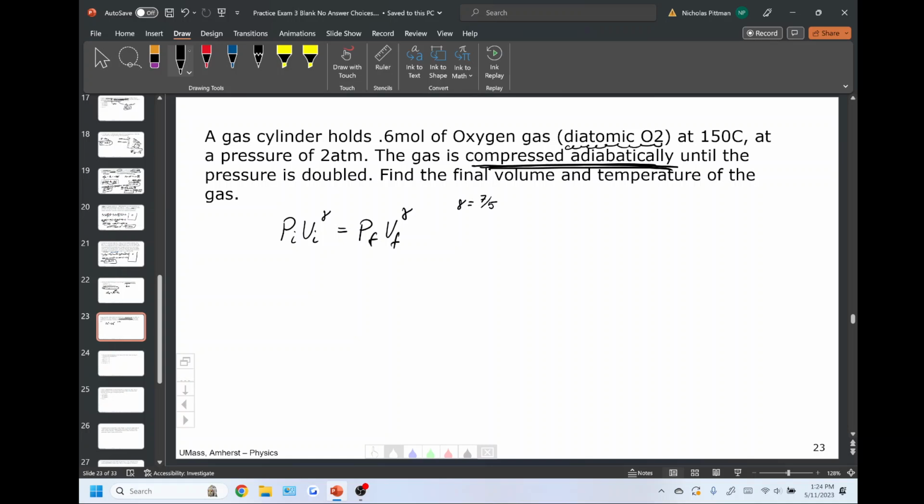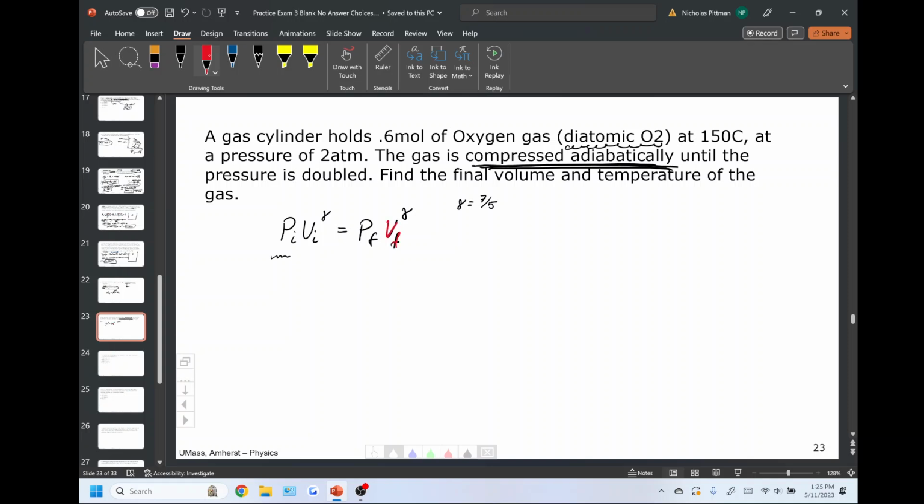Okay, let's just see what we can do here. Final volume, let's see, do we know the initial pressure? Yeah, 2 atmospheres. Do we know the initial volume? Not really yet, so that could be problematic. Let's see. We're asked about the final volume.